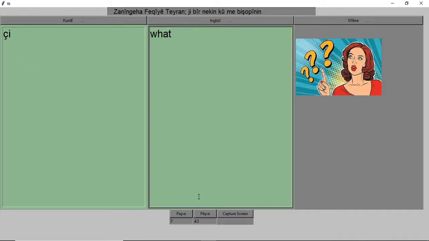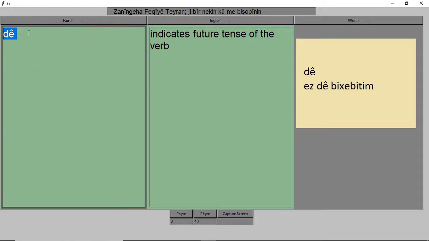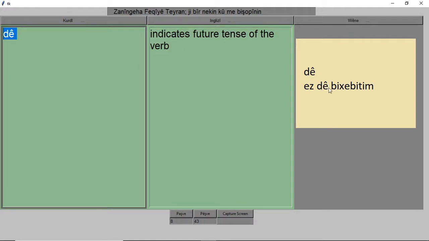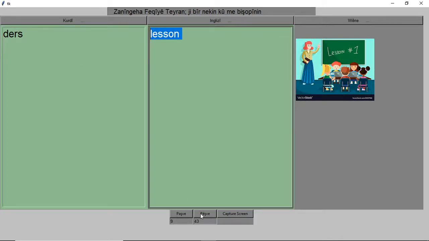De indicates the future tense of the verb. De bakhabetim, I will work, I will study. So de means future. It indicates the future tense of the verb. So you see, after this we use de and we put b. This word became in future tense. Ders means lesson.